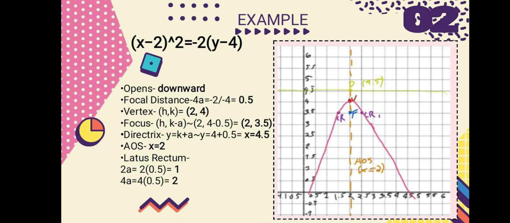Vertex: h is 2 while k is 4. Focus: h is 2, k is 4 minus a, which is 0.5, equals (2, 3.5). Directrix: y equals k plus a.